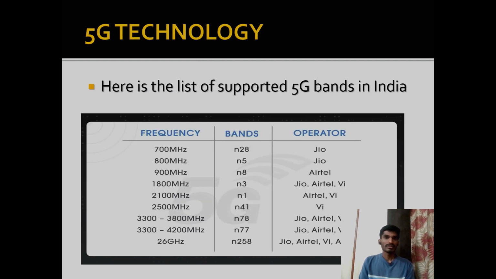So here is the list of supported 5G bands in India nowadays. So the 5G mobiles include these bands. 700 megahertz, that is band number N28, is used by the Jio operator. 800 megahertz is also used by the Jio operator. 1800 megahertz, that is N3. Jio, Airtel, and Vodafone telcos are using these bands.